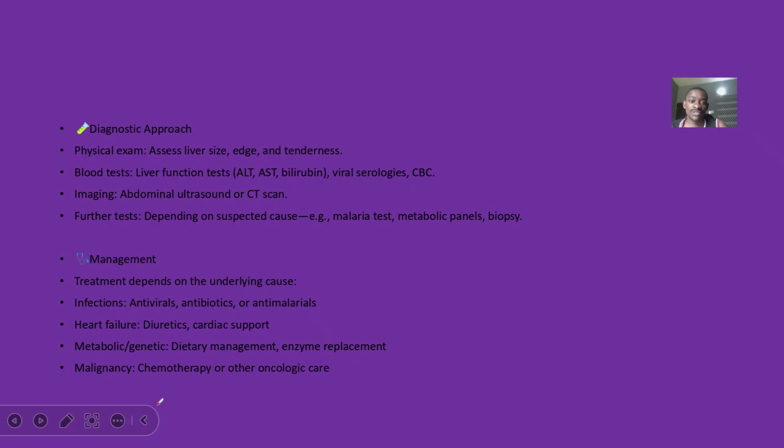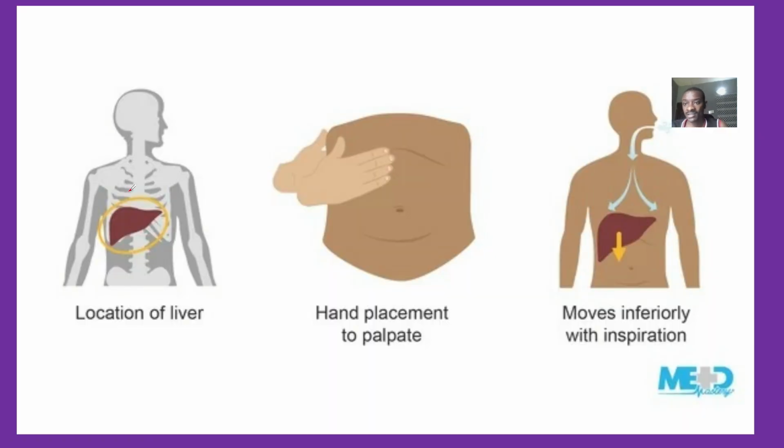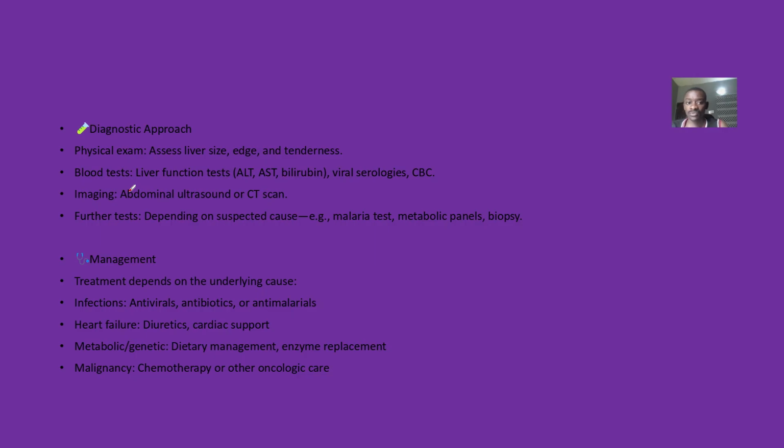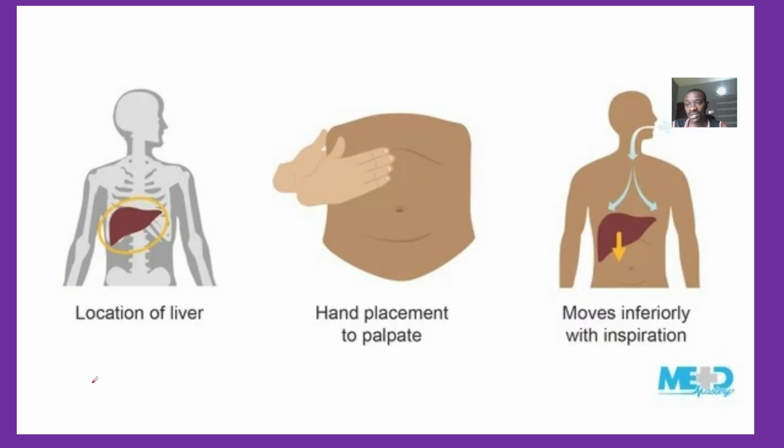So the diagnostic approach is physical examination. You want to actually assess the liver size. Blood test, you want to check out for the liver function. Imaging, you want to check out for ultrasound or CT scans. Then further tests depending on what you are suspecting. Okay, so management: if it is viral infection, antiviral drugs; malaria, anti-malaria drugs; bacterial infection, antibiotics. Okay, heart failure uses diuretics and all of that. Metabolic issues use dietary management. Malignancies now opt for chemotherapies and also surgical resections.